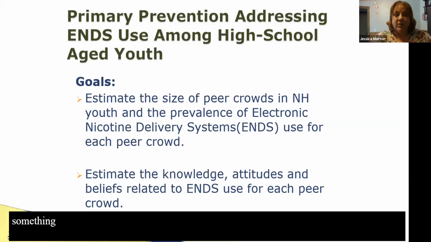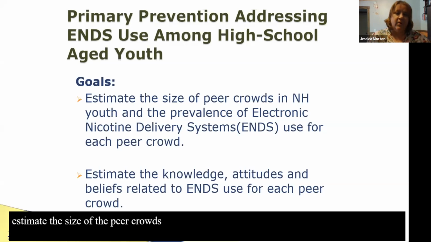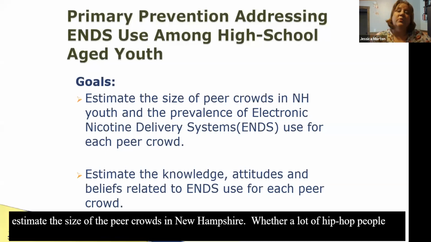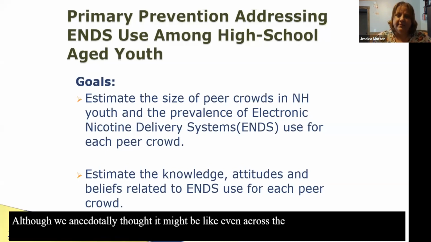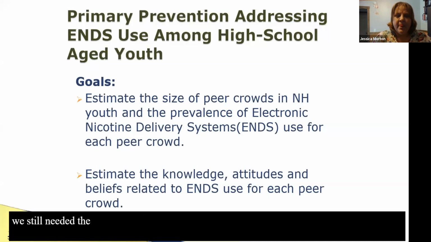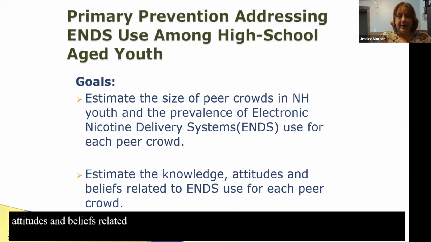In order to move forward, we first needed to estimate the size of the peer crowds in New Hampshire, whether hip hop people or popular crowds, and who was using the electronic nicotine delivery systems. Although we anecdotally thought it might be even across the different peer crowds, we still had to get that data in order to develop our media and messaging. The last thing we wanted to address on this survey was estimating the knowledge, attitudes, and beliefs related to ENDS use for each peer crowd.